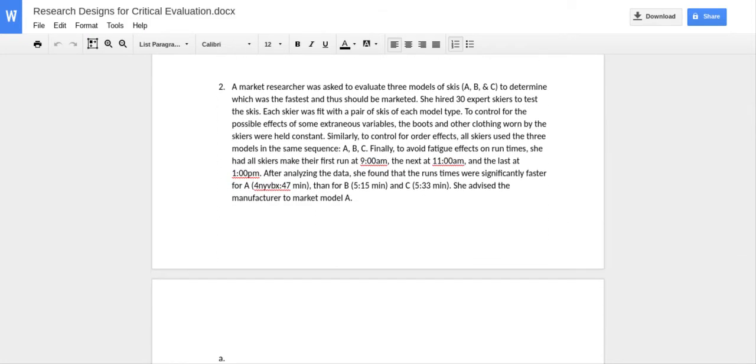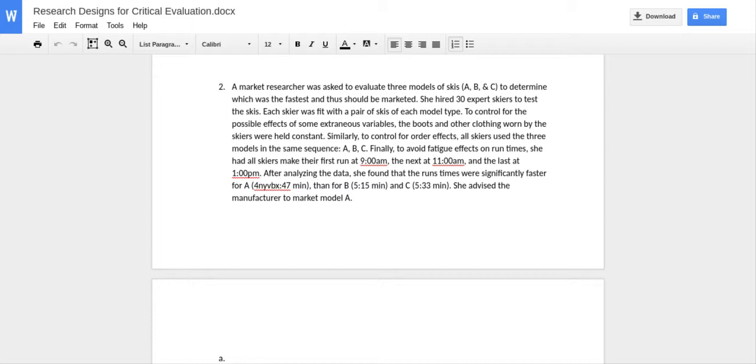Number 2, a market researcher was asked to evaluate 3 models of skis, model A, B, and C, to determine which was the fastest and should be marketed. She hired 30 expert skiers to test the skis. Each skier was fit with a pair of skis of each model type. To control for the possible effects of extraneous variables, meaning that A and only A causes B and not something else, the boots and the other clothing worn by the skiers were held constant. So they all wore the same boots, same type of clothing.